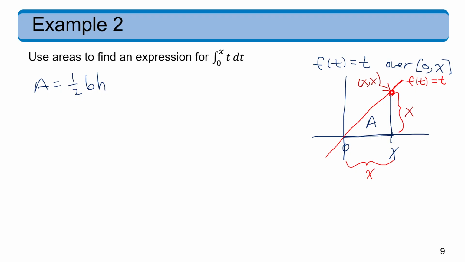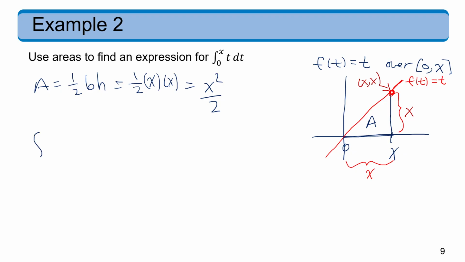So now the base and the height are both x. So back to our area calculation: 1/2 times base, which is x, times height, which is also x. And so it simplifies to x squared over 2.